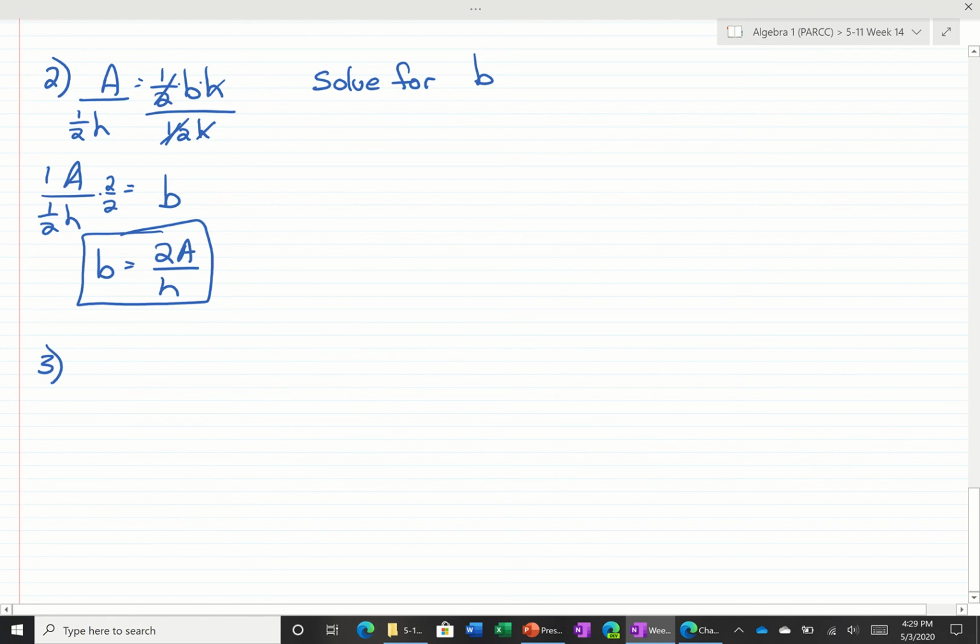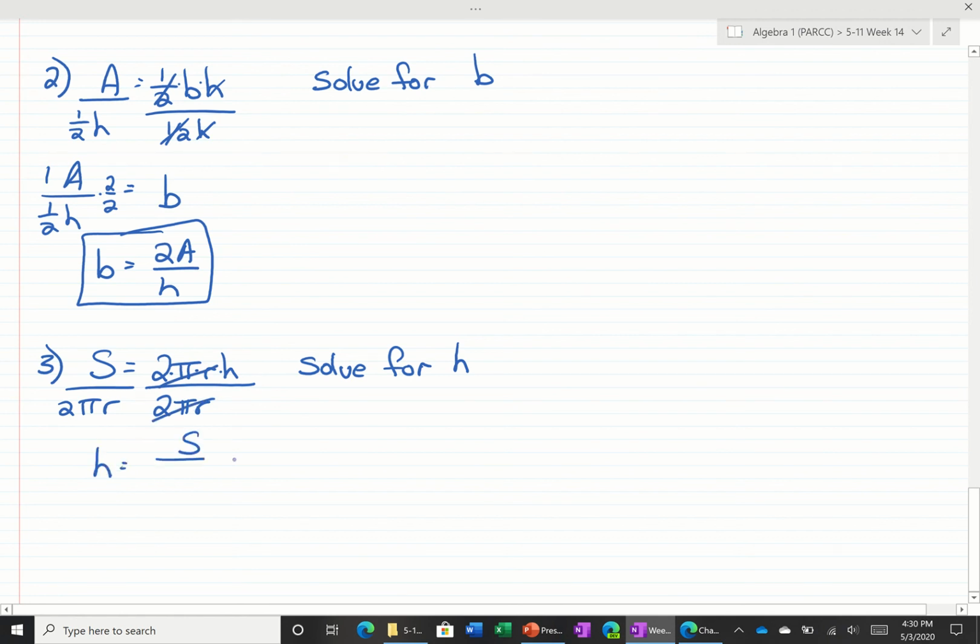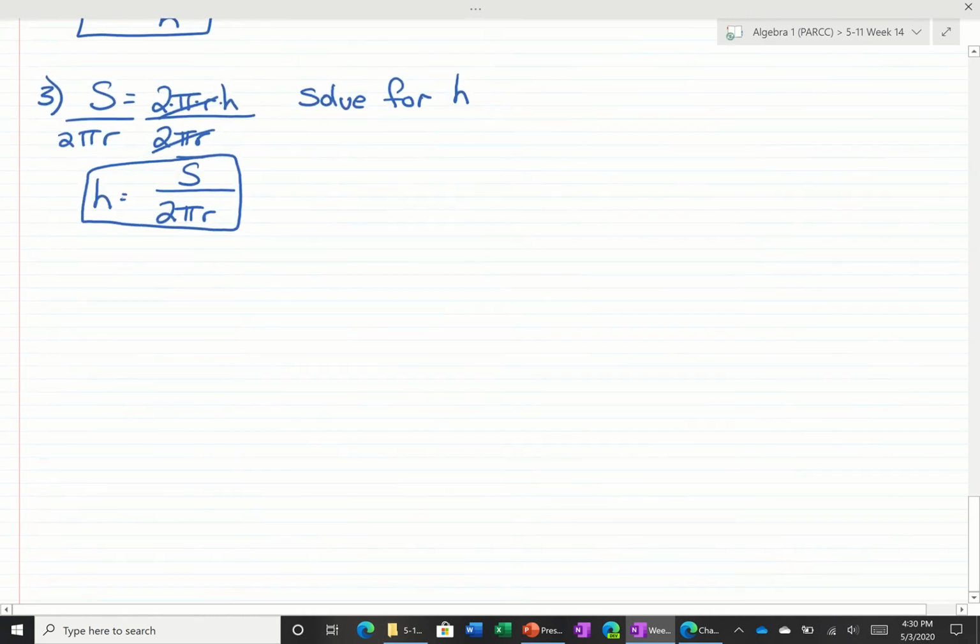For problem number 3, it's saying that s is equal to 2 pi r h. And it's asking us to solve for h. Okay, we're multiplying by r, we're multiplying by pi, we're multiplying by 2. So let's divide by 2 pi and r to get h by itself. We get that h is equal to s over 2 pi r. Moving to number 4.